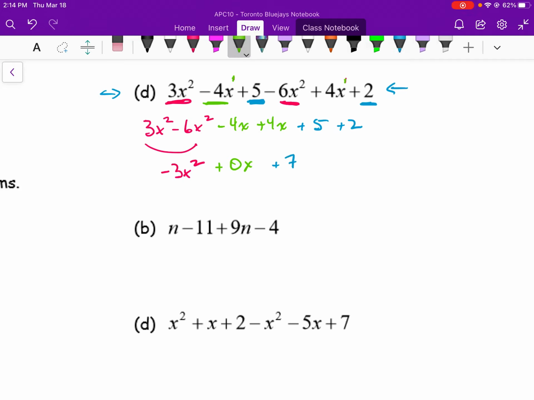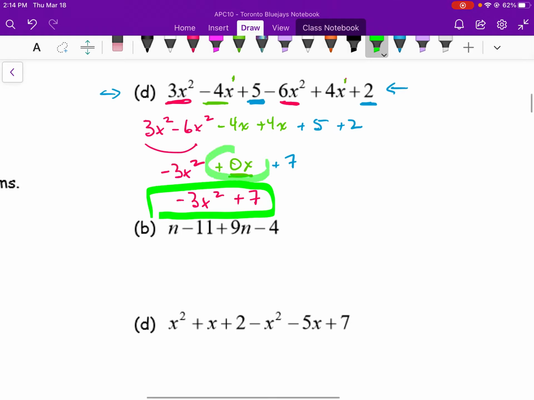Now convention also says that anything with a 0 coefficient we typically don't write. So I would write this expression as minus 3x squared plus 7. And that's your final answer. But be careful, just remember there's a secret 0x in that.